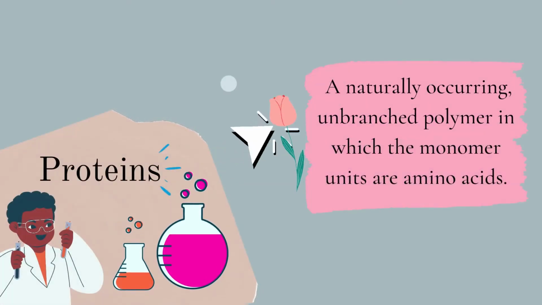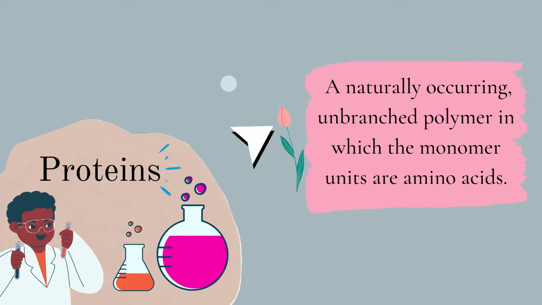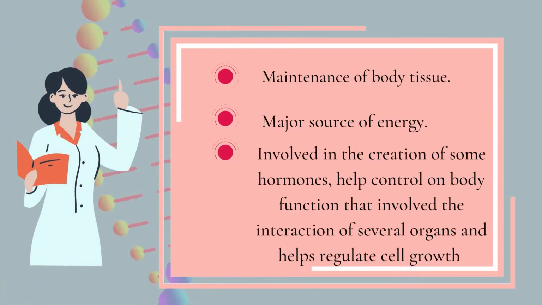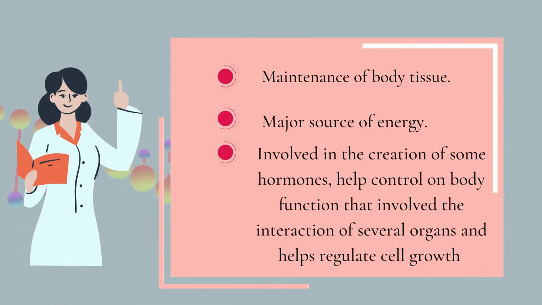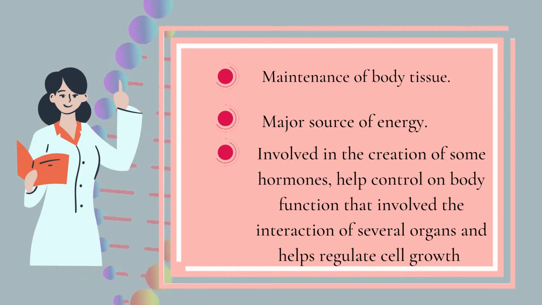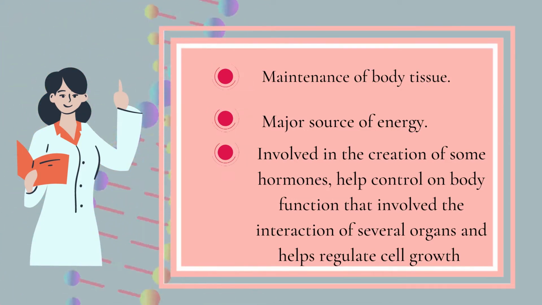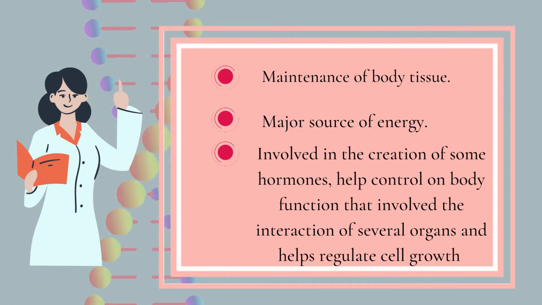Proteins are naturally occurring unbranched polymers in which the monomer units are amino acids. Their functions include maintenance of body tissue, being a major source of energy, involvement in the creation of some hormones, helping control body functions that involve the interaction of several organs, and helping regulate cell growth.